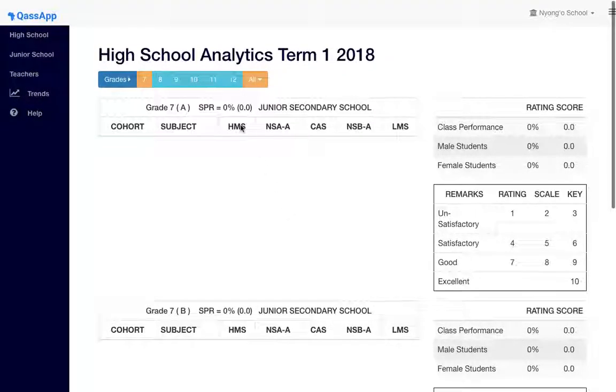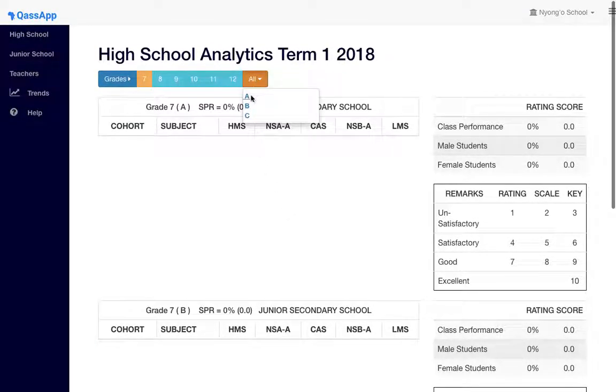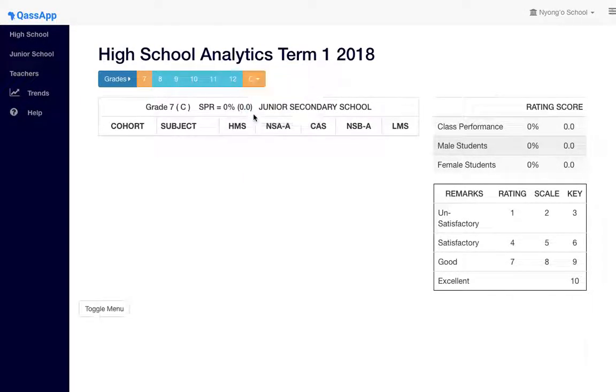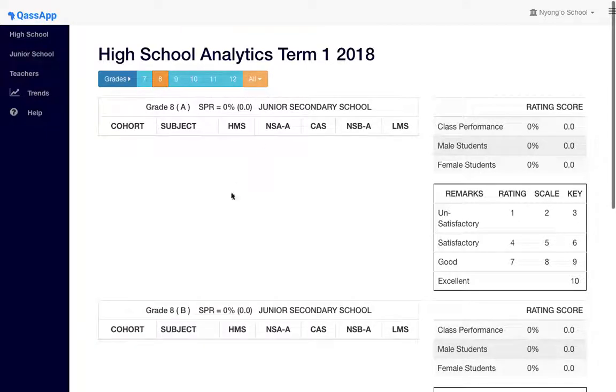And so that's that. Now if you want to just filter and reduce the number of groups you're looking at, because currently we're looking at all groups, okay, A, B, C. Just want to look at C for grade 7, you click there. If you want to look at grade 8, click on this, and you would see grade 8 data. So that's that. Now we'll take a look at a school that actually has data, okay?